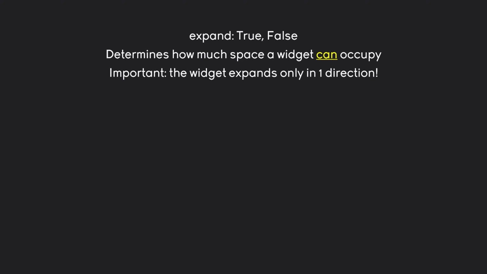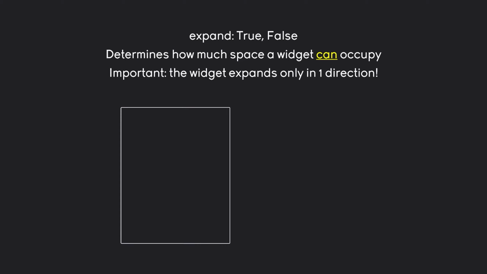Next up, we have the expand method. This can be either true or false. This one determines how much space a widget can occupy. Again, can is the really important word here. Also, the widget only expands in one direction. Let's talk about this one.